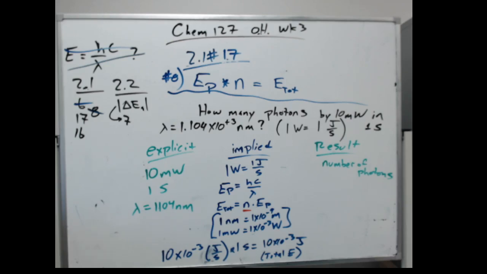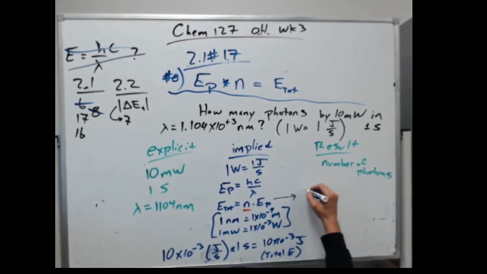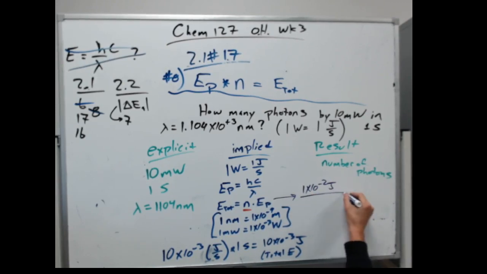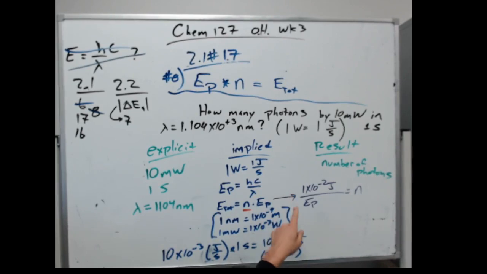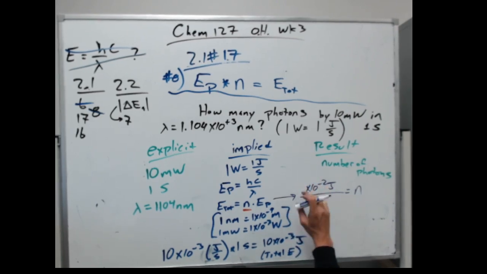Okay, so now that we've got our total amount of energy, I can just rearrange this equation, right? I'm going to write this a little bit better now. 1 times 10 to the minus 2 joules divided by the energy of the photon equals the number of photons I have, right? Is it minus 2 or minus 3? It was 10 times 10 to the minus 3, which is just 1 times 10 to the minus 2. 10 times 10 looks weird to me, so that one I wanted to change. If I wanted to be more careful with my scientific notation, I could do it as 1.0 times 10 to the minus 2.